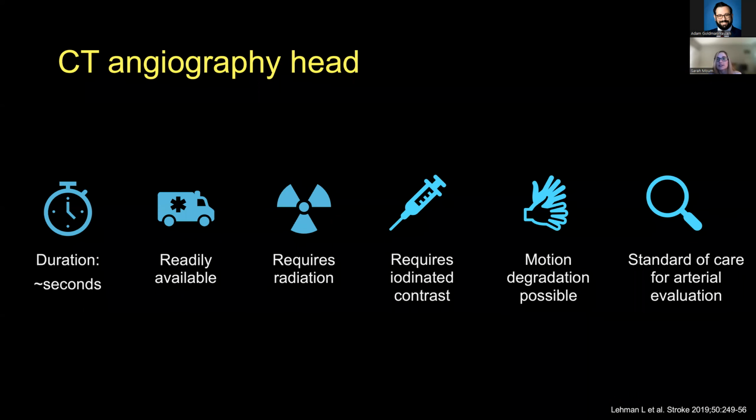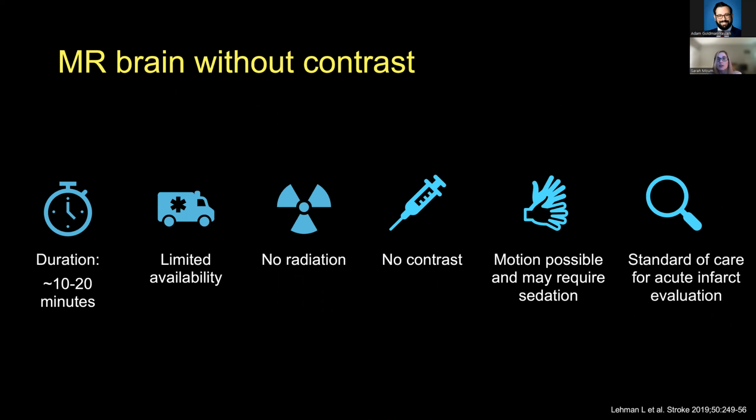The next scan to consider is a CTA head. This too is readily available in most EDs and relatively quick to perform. This is also the standard of care for a non-invasive assessment of the cerebral arteries, but it does require radiation, intravenous contrast, and IV placement. The third scan to consider is a non-contrast MR brain. This is a longer exam and may be less available than CT in the acute setting. On the plus side, MRI requires no radiation, and most importantly, it has a high sensitivity for detecting acute infarct. This exam does not require contrast, IV placement, or radiation.